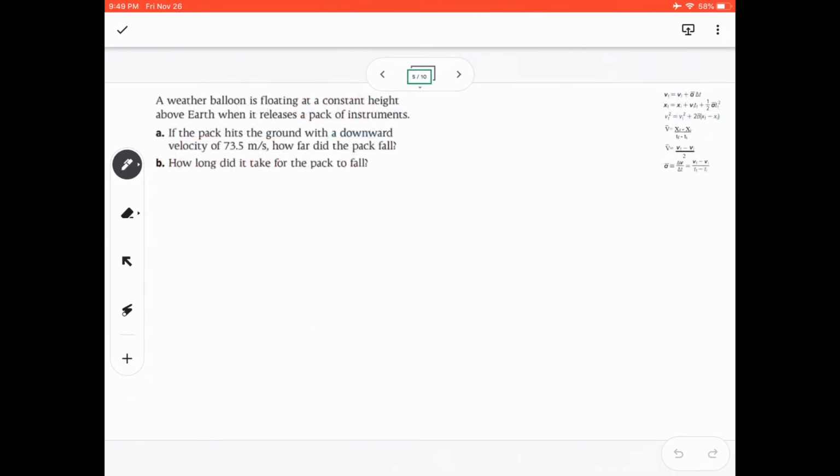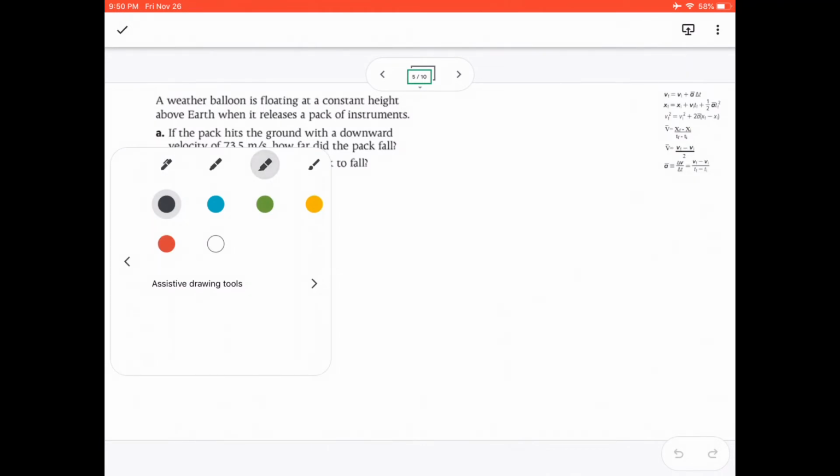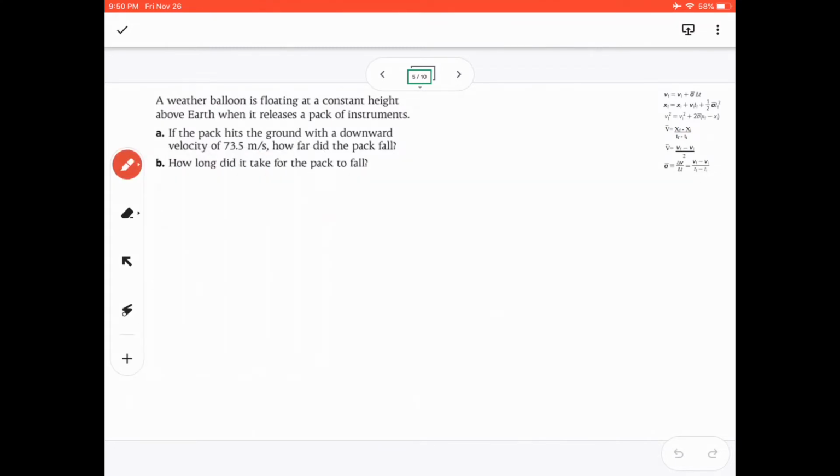Next question. A weather balloon is floating at a constant height above Earth when it releases a pack of instruments. A. If the pack hits the ground with a downward velocity of 73.5 meters per second, how far did the pack fall? And B. How long did it take for the pack to fall? First and foremost, this question is all about acceleration due to gravity, free fall. If we have a free fall, we know that the acceleration is always equal to negative 9.8 meters per second squared.